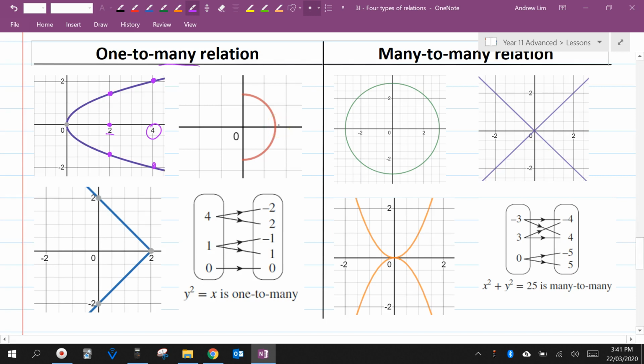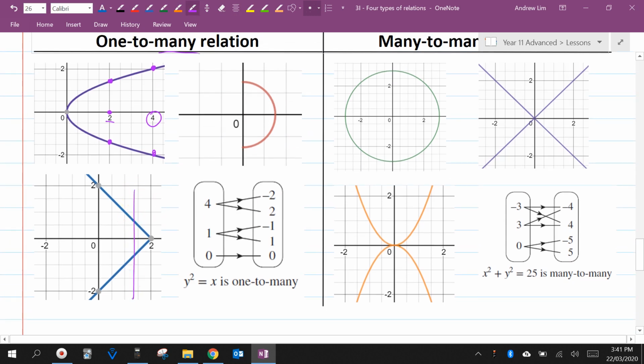Same with this semicircle here. We know it fails the vertical line test, but it passes the horizontal line test. So it's a one-to-many. As is this one. Fails the vertical line test, so we know it's a relation, but passes the horizontal line test, only cuts it once anywhere on the graph, therefore one-to-many. And here we see y squared is equal to x, or x is equal to y squared, is one-to-many, because one x input gives us 2 or more y outputs. In this case, it's 2.